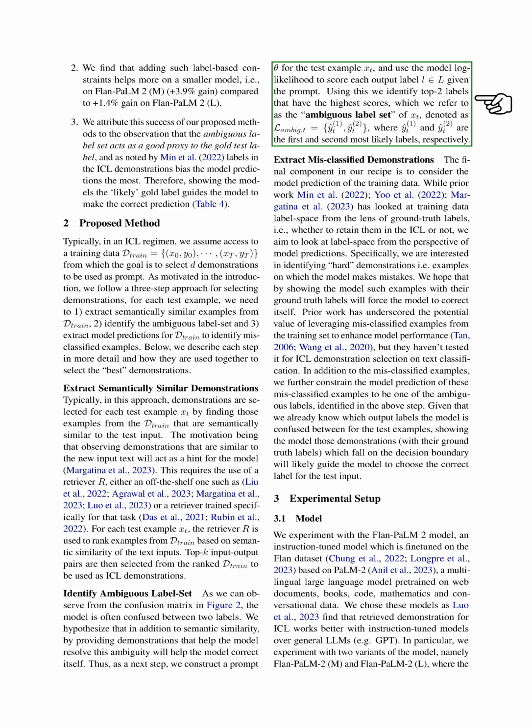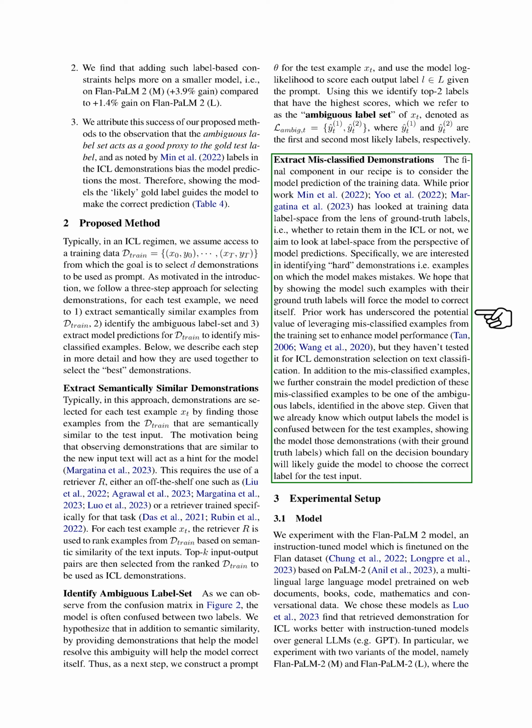In the third step, we look at the model's predictions for the training data to find examples where it made mistakes. These are what we call hard demonstrations. We believe that showing the model these examples, along with their correct labels, will help it correct its own mistakes. We also make sure that the model's prediction for these misclassified examples is one of the labels in the ambiguous label set identified in the second step.